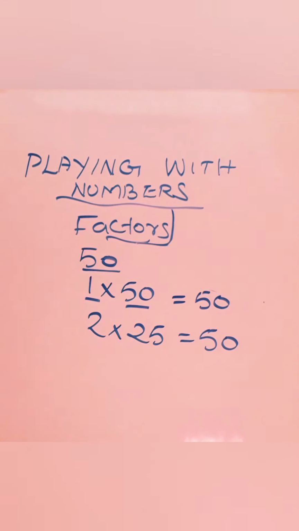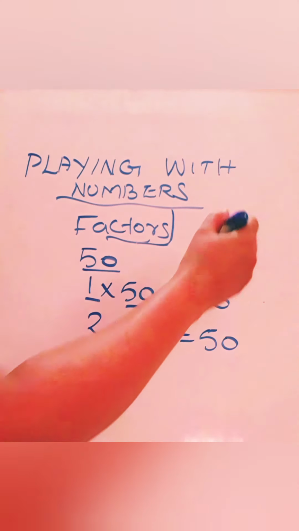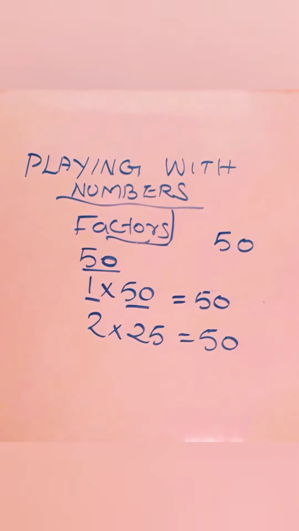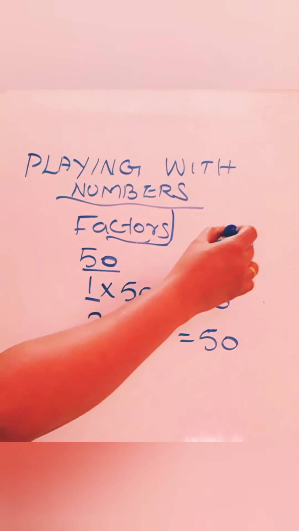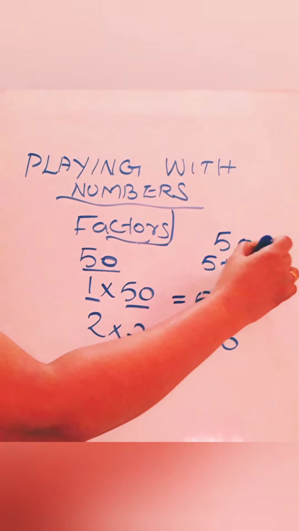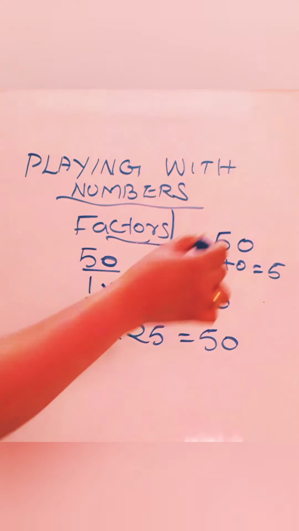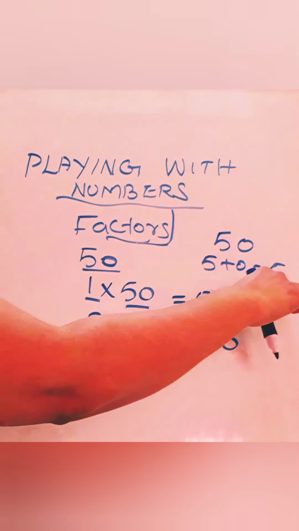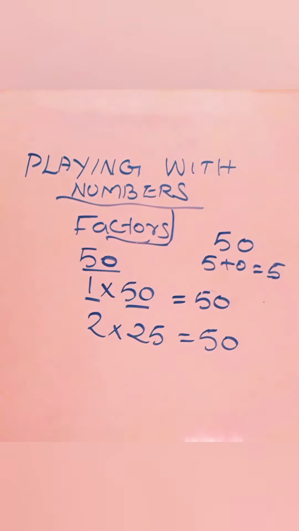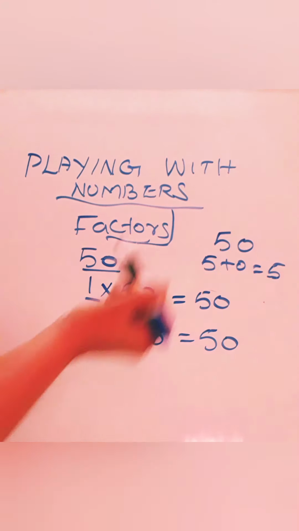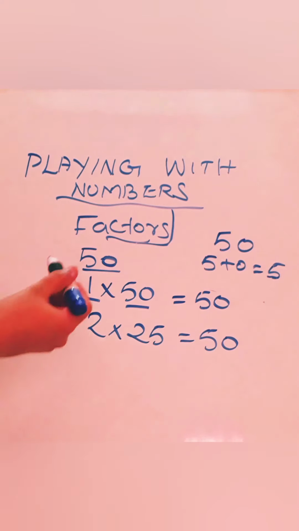Now 3's rule. I have to check whether 3 is a factor of 50. If you want, you can divide and see. But if you remember 3's divisibility rule, you can check. What is 3's divisibility rule? 50 is our number. Add the digits: 5 plus 0 is equal to 5. When we add the digits, if that number comes in 3's table, it is divisible by 3. 5 is not there in 3's table. So definitely 3 will not be a factor of 50.